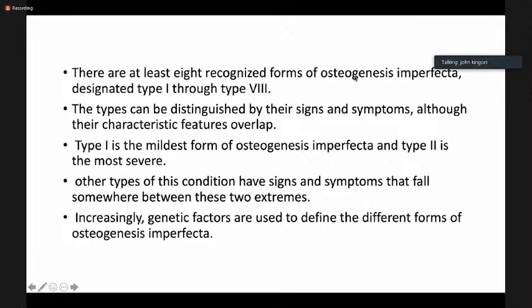It's okay. So as I was saying, type 1 is the mildest form of osteogenesis imperfecta and type 2 is the most severe. Other types of this condition have signs and symptoms that fall somewhere between these two extremes. Increasingly, genetic factors are used to define the types of osteogenesis imperfecta.